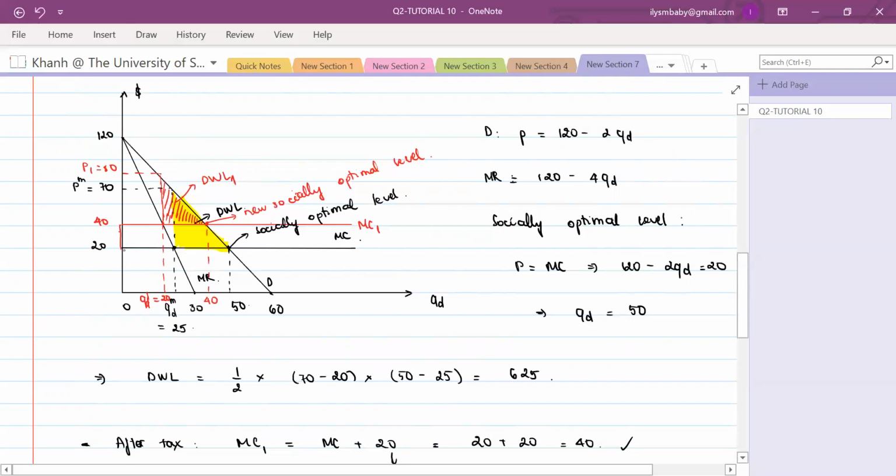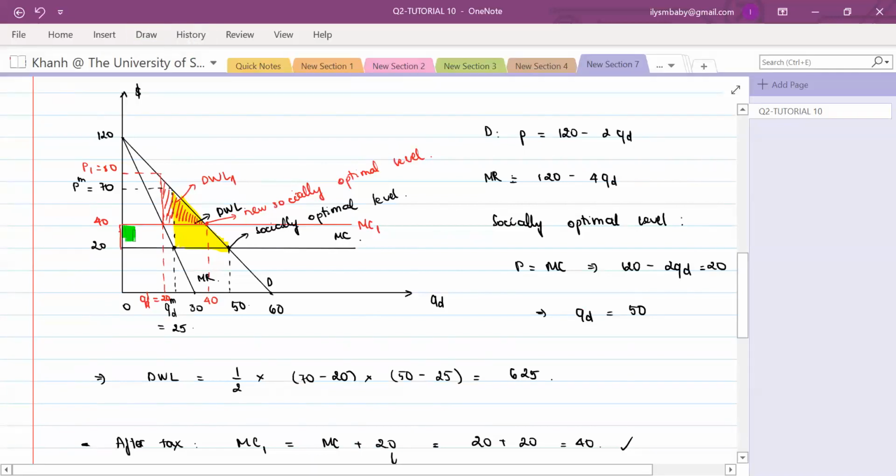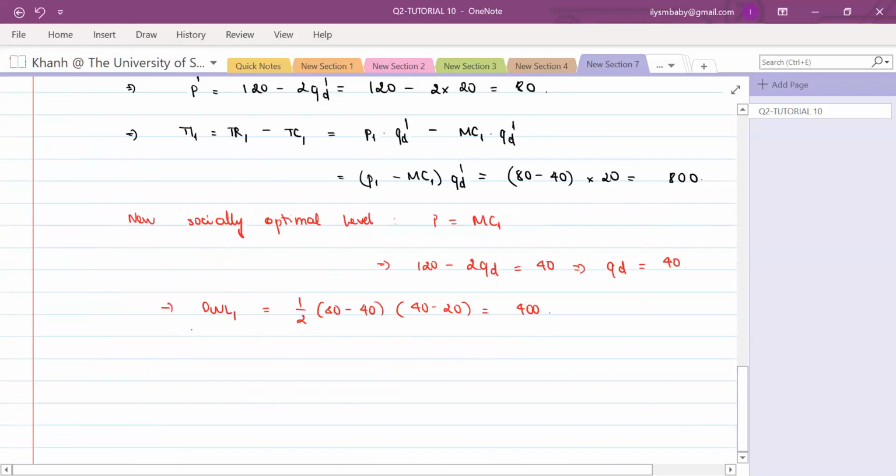The difference between the two marginal costs is basically the specific tax the firm will have to pay. If you multiply by the total quantity sold by the firm, which is 20 units, then you'll be able to find the total tax revenue. So in this case, it is just the rectangle over here. The tax revenue is just the rectangle, which is 20 times 20, so the tax revenue is going to be 400.